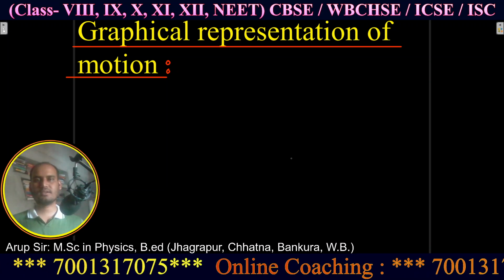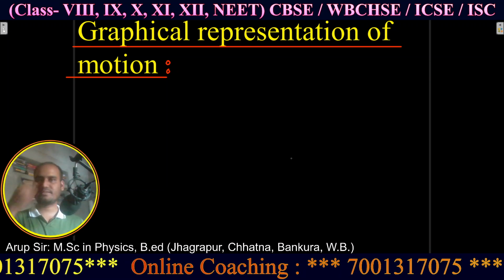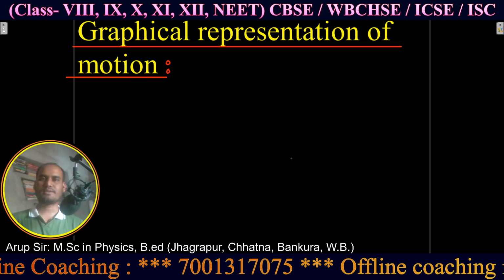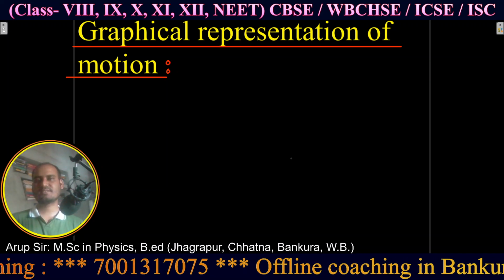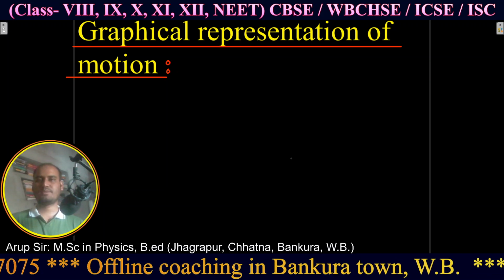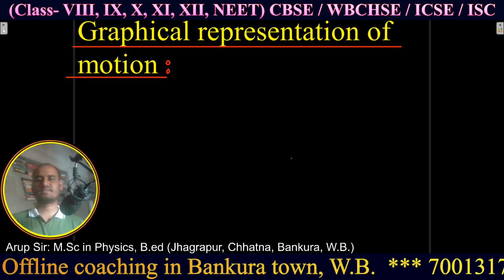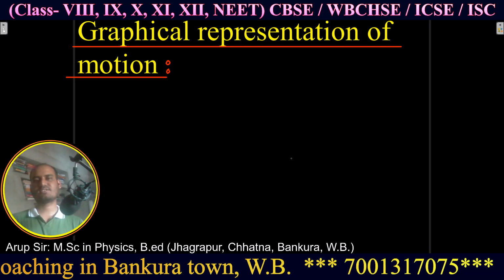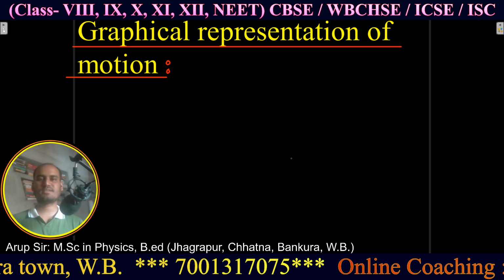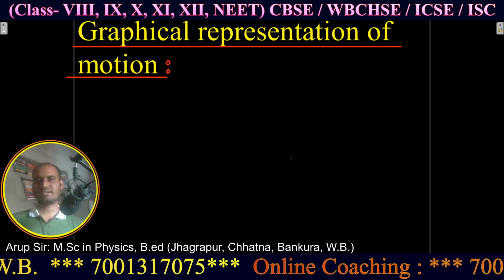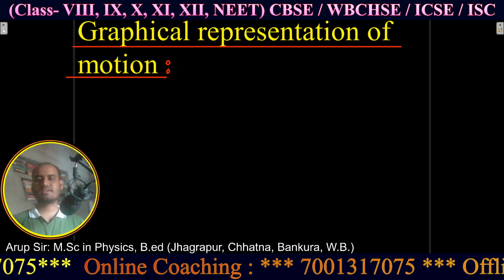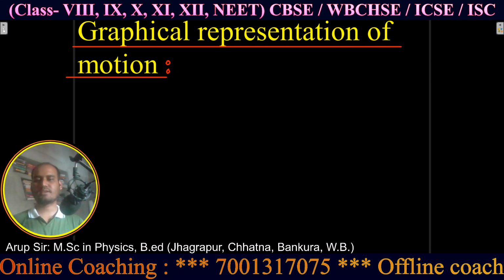Now let's start with the topic graphical representation of motion, class 9 motion chapter. It is a very important part, because I am going to recall all the things which you know from the previous lectures, like distance, displacement, speed, velocity, acceleration, uniform acceleration, non-uniform acceleration. We have discussed all the things in the previous videos, and also did the numericals from that. Graphical representation means by using a graph we are going to do something.